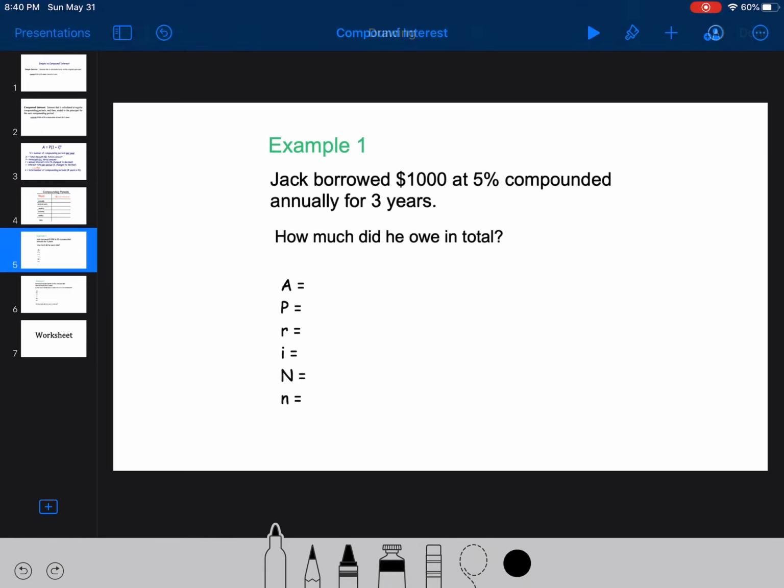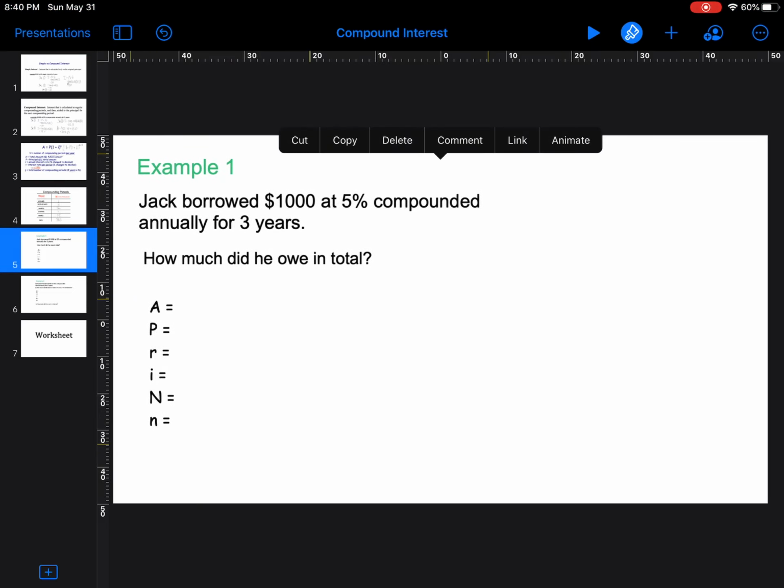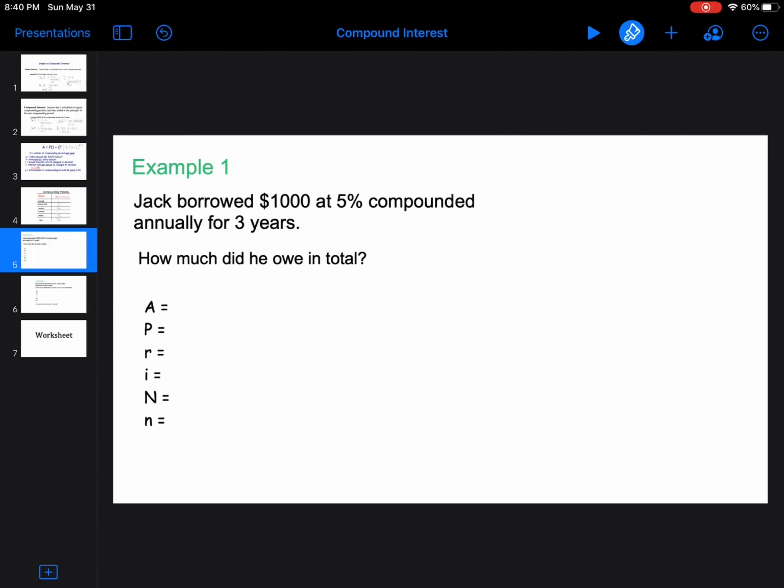So Jack borrowed some money. So I'm just going to move this over here so we've got a little bit more room. So Jack borrowed some money. He borrowed $1,000 at 5% compounded annually for 3 years. Okay, so this is similar to that first question. How much did he owe in total?